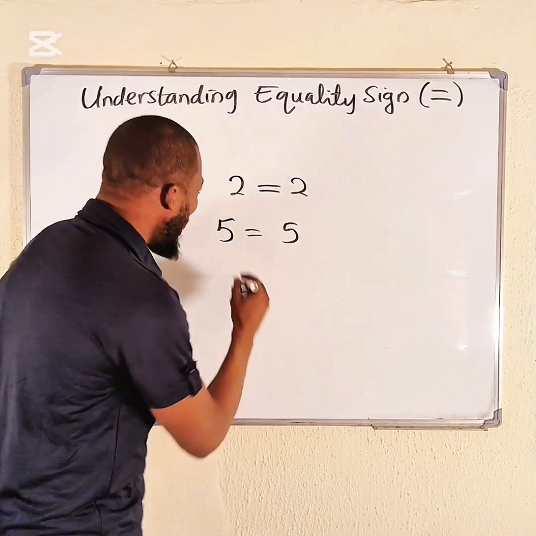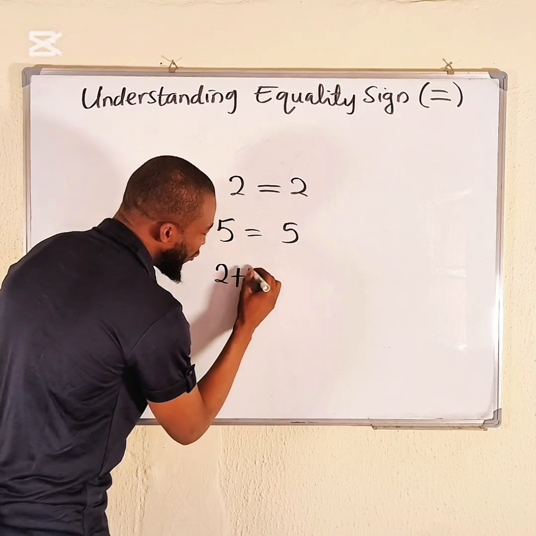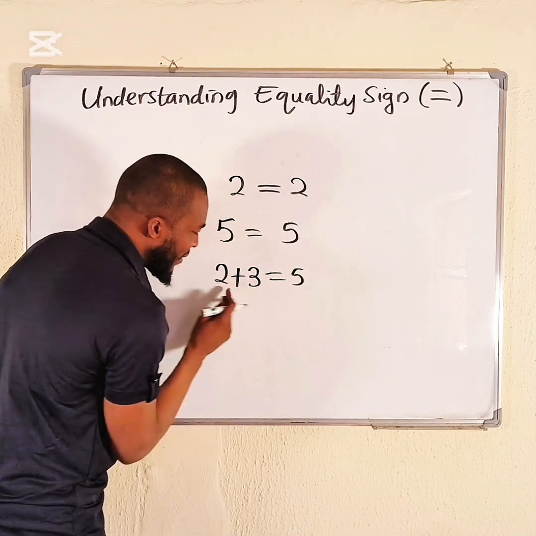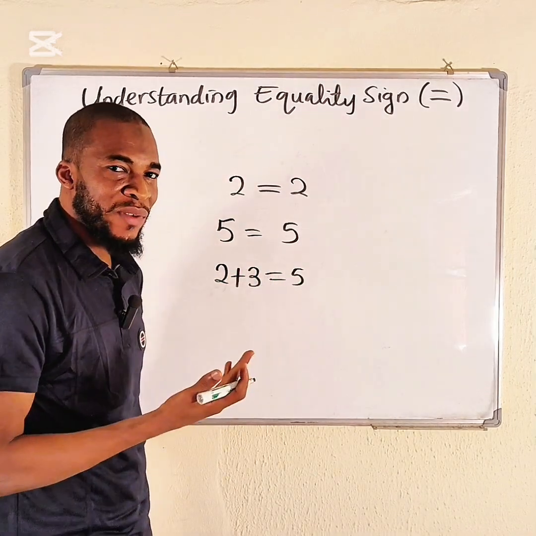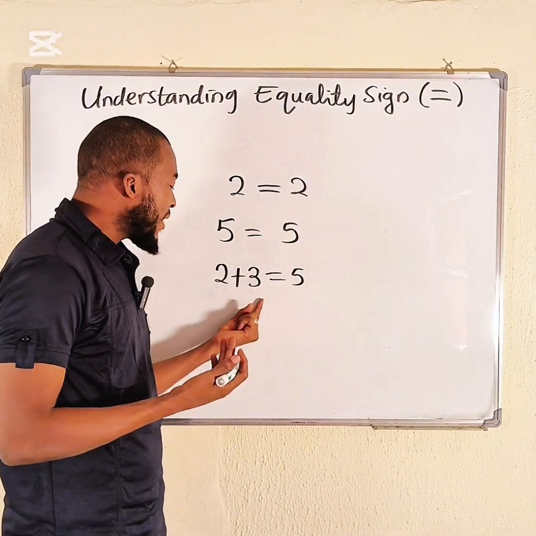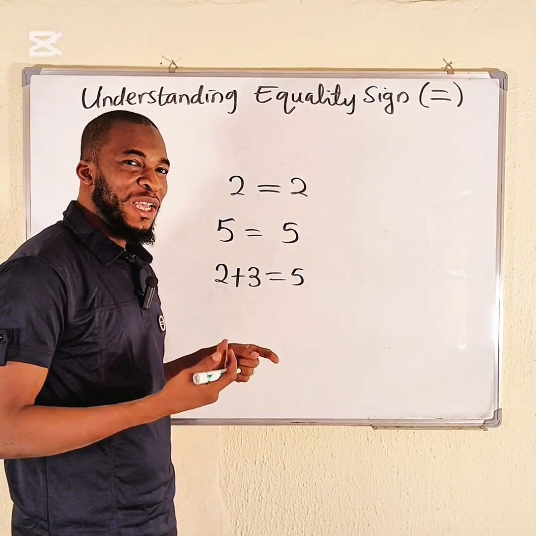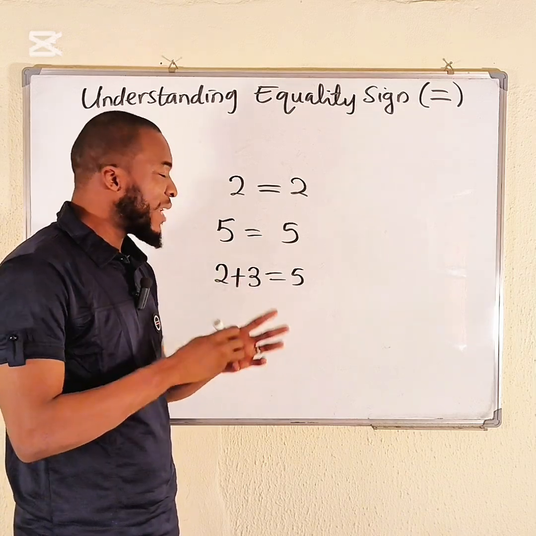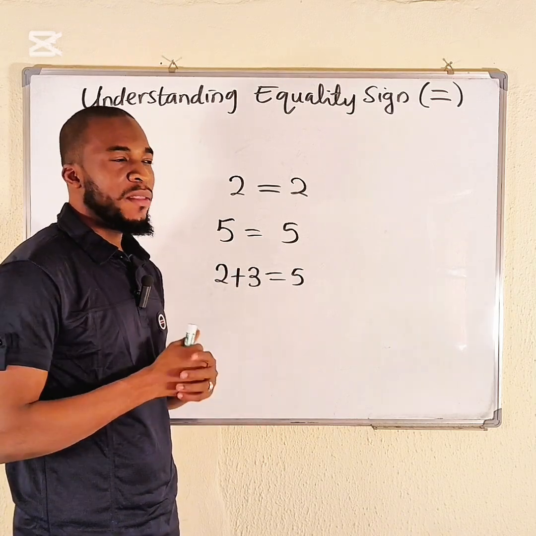But the question is, why do we have something like 2 plus 3 equals 5? Seeing 2 and 3, they are not the same as 5. Yes, the only reason why we use the equality sign here is that after simplifying the left hand side, it will eventually be equal to 5, and 5 equals 5, and hence they are equal.